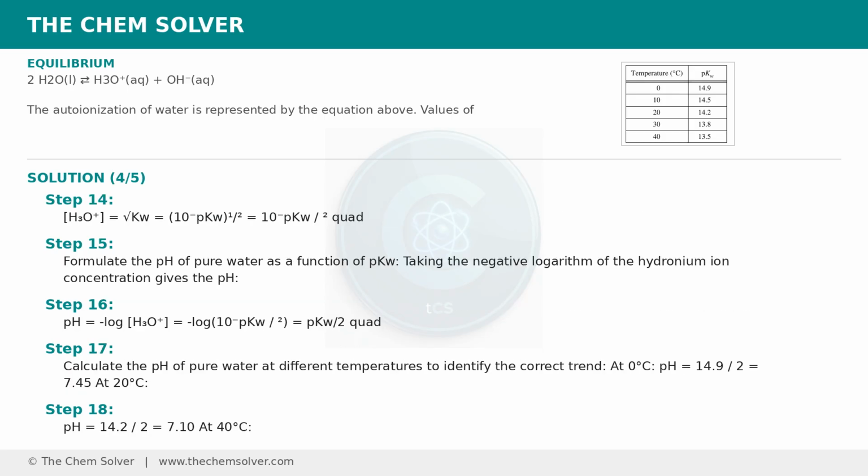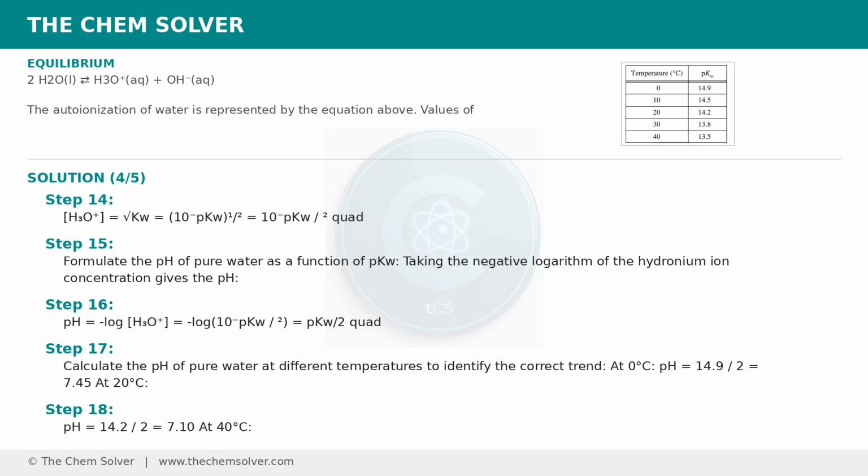H3O+ equals the square root of Kw, which equals 10 to the power minus pKw, to the power 1/2, which is equal to 10 to the power minus pKw/2. Formulate the pH of pure water as a function of pKw. Taking the negative logarithm of the hydronium ion concentration gives the pH. pH equals minus log H3O+ equals minus log 10 to the power minus pKw/2 equals pKw over 2.